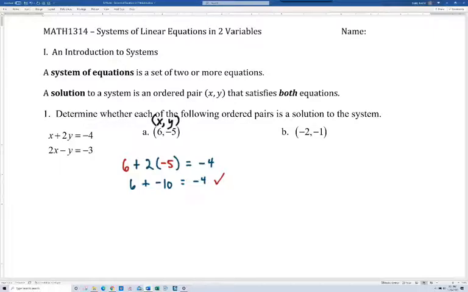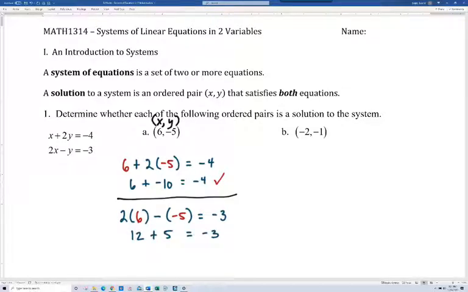So it is a solution to the first equation, but we also need to make sure it's a solution to the second, so let's go ahead and check that. So here we have 2x - y = -3. So we're going to have 2 times 6 minus -5 is equal to -3. And so we're going to have 12 + 5 = -3. And of course that's not true. And so the answer here is no. This point is not a solution to the system. So I would encourage you to do part B and then watch the video.